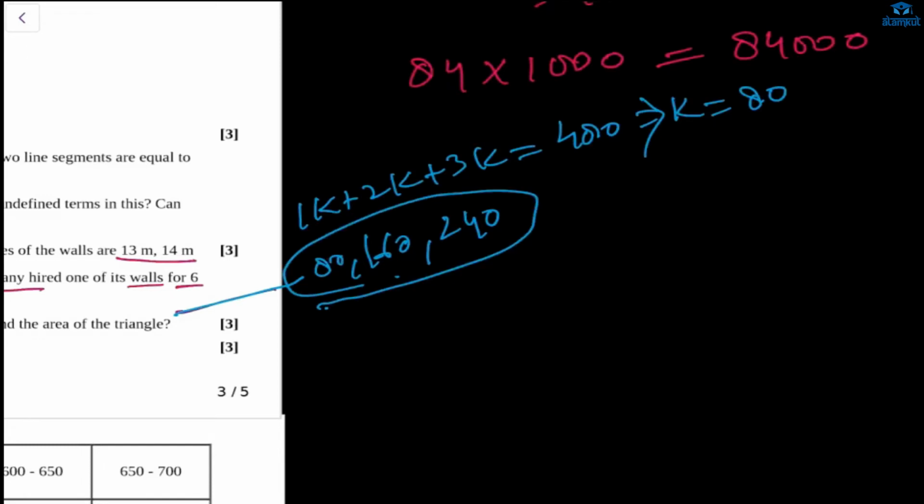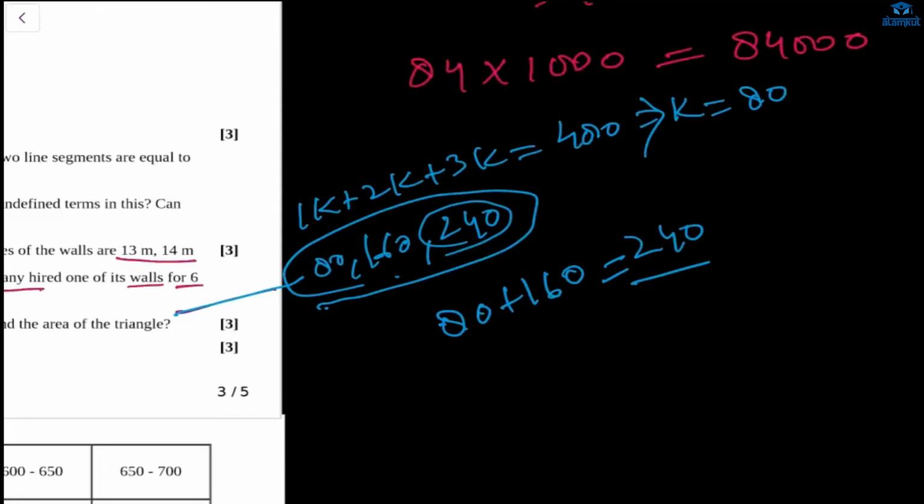There is one property. How can you tell that? By seeing three points, how can you say that these form a triangle? We know that the sum of two sides of a triangle must be greater than the third side, then only you can form a triangle from those values. Now if you add 80 plus 160, what do you get? 240. So is this 240 greater than the third side?